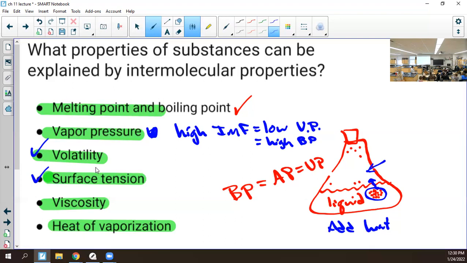All right, so surface tension. The higher the intermolecular force, the greater the surface tension, which should make sense. If they're holding on tighter, it takes more effort to break them.